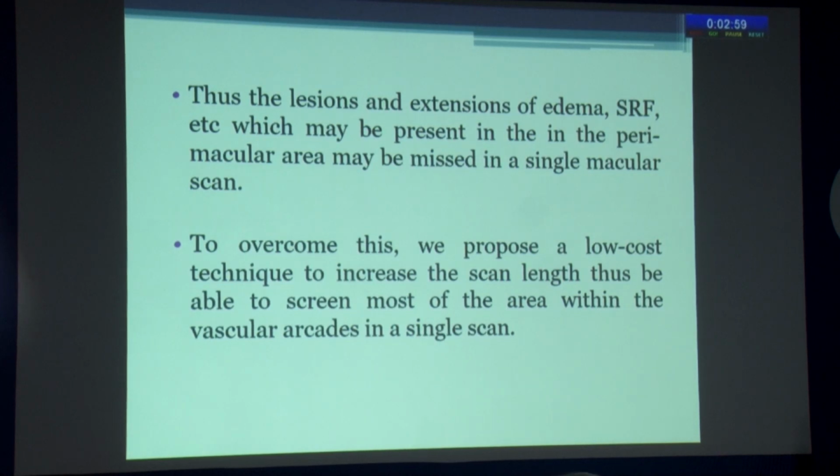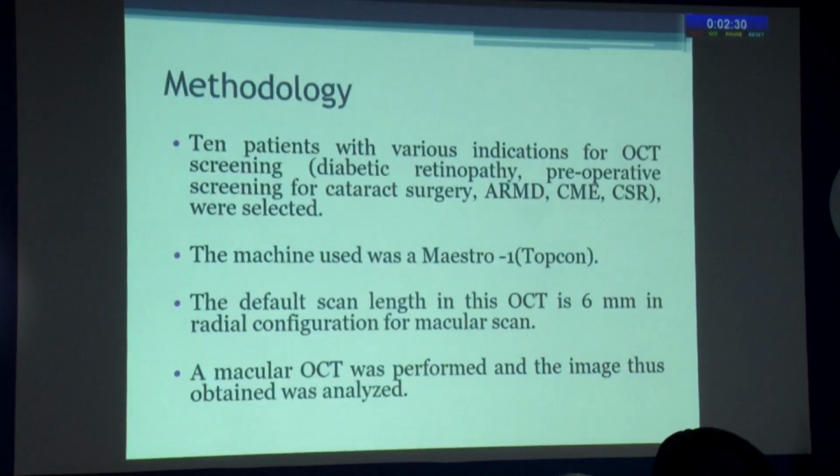And many times we get our assistants to do the OCT. We don't do it ourselves, so we just see the reports. When the report comes to us, we cannot distinguish clearly whether it's a CSR or a shallow RD. Also, in perimacular PCV or extension of a BRVO, we cannot know. To overcome this, we propose a low-cost technique to increase the scan length. Thus, it will be able to scan most of the area within the vascular arcade in a single scan.